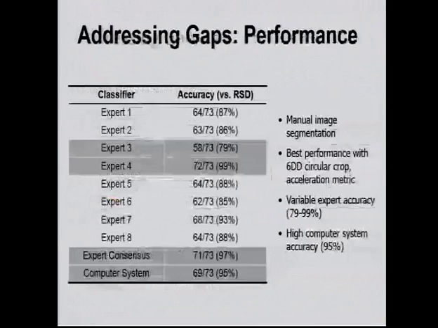And when you do that, the performance of these systems, so we've got 8 different experts, and you've got accuracy compared to that reference standard diagnosis, that consensus vote. And the experts are between 79 and 99%. And we can train up this computer system, it's 95% accurate compared to that reference standard. And if you take the consensus of these experts, it's actually 97%.